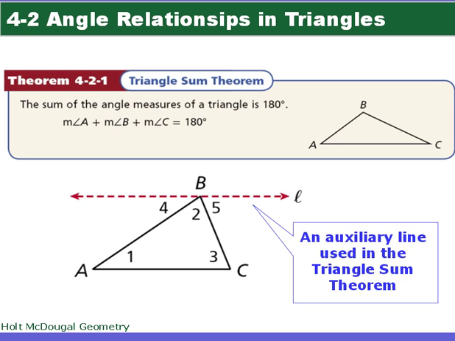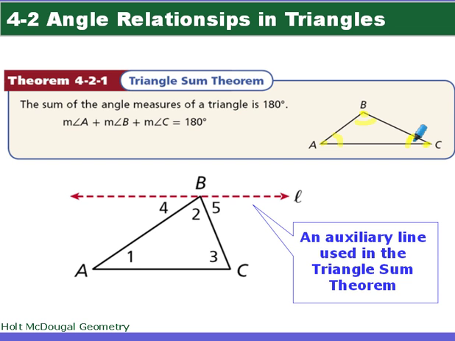All right, so our first theorem, triangle sum theorem, is one that you probably already know intuitively. The sum of the angle measures in a triangle is 180 degrees. So the measure of angle A plus B plus C is equal to 180. So here's A, here's B, here's C, and the measures of these angles are the measures of those angles.